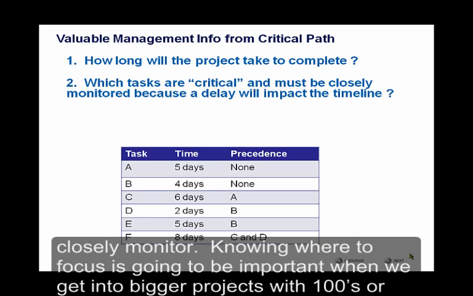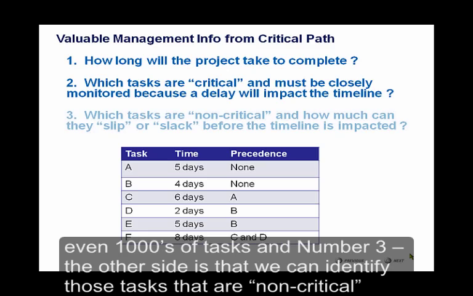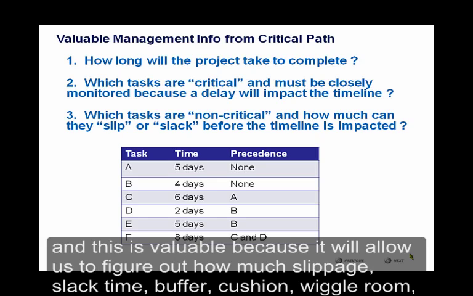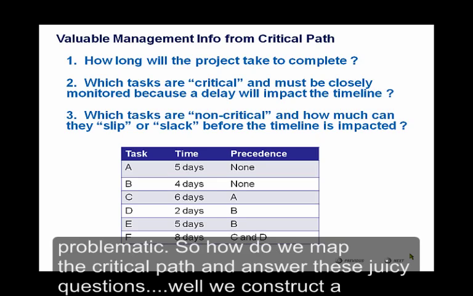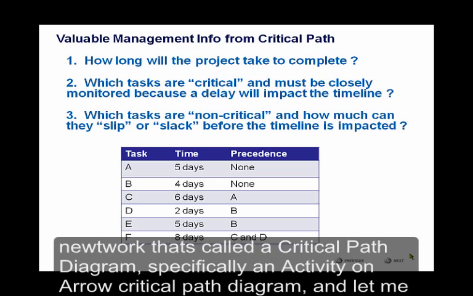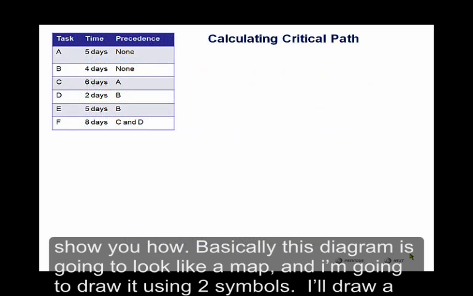Knowing where to focus is going to be important when we get into bigger projects with hundreds or even thousands of tasks. And number 3, the other side is that we can identify those tasks that are non-critical, and this is valuable because it will allow us to figure out how much slippage, otherwise called slack time, buffer, cushion, wiggle room, or contingency, we have with those tasks, and we'll know exactly how much they can be delayed before it becomes problematic. So, how do we map the critical path and answer these juicy questions? Well, we construct a network that's called a critical path diagram, specifically an activity on arrow critical path diagram. And let me show you how.